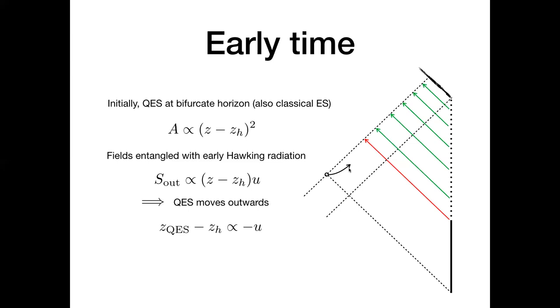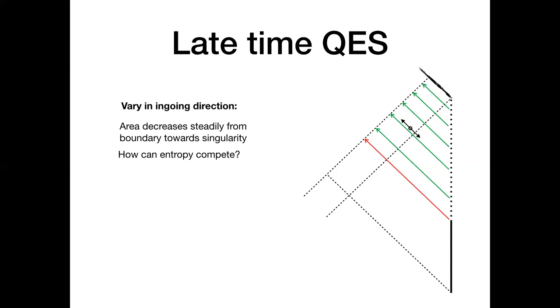The more interesting thing that happens is that we can actually find at sufficiently late times that there's a quantum extremal surface living in this space-time very far from any classical extremal surface. So how does this happen? I want to try and find some quantum extremal surface that lives in the space-time up here. The difficulty is that if I vary this surface in the ingoing direction, I'd like the generalized entropy to be stationary under this variation.